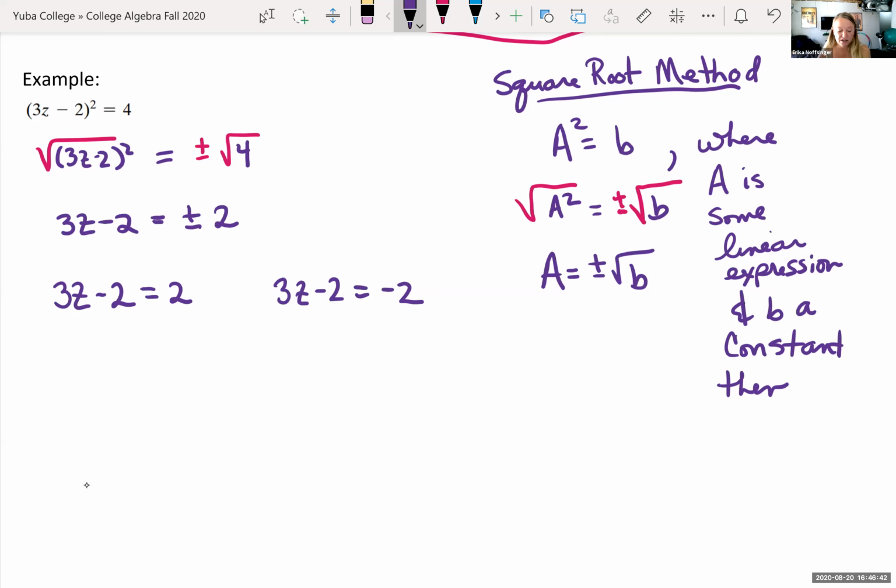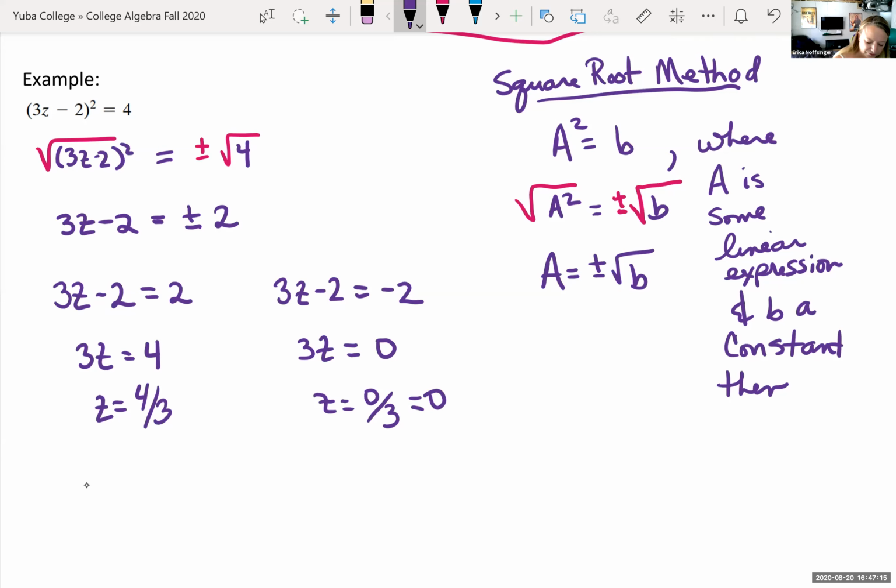So solve each linear equation. If you add 2 to both sides for the first equation, you get 3z is equal to 2 plus 2, so 4. Divide by 3, we get z is 4/3. Second equation, if we add 2 to both sides, we get 3z equals negative 2 plus 2, which is 0. Divide by 3. Well, 0 over a number other than 0 is 0. So we have two solutions: 4/3 and 0.